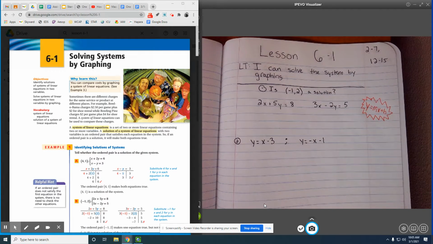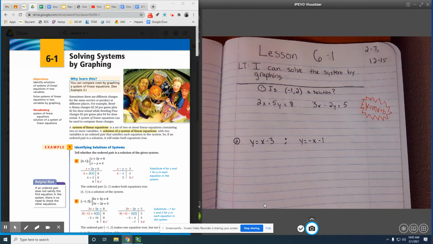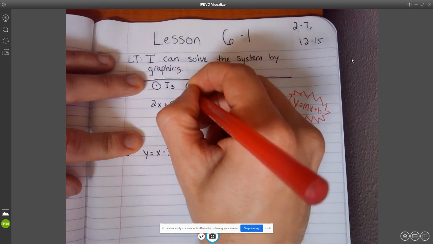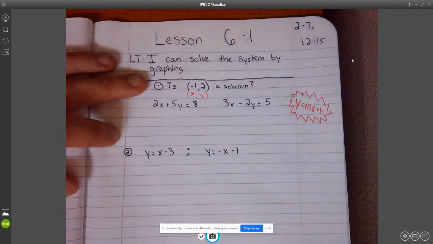It says, number 1, is (-1, 2) a solution to the following two equations here? So let's go ahead and full screen that. We got 2x + 5y = 8 and 3x - 2y = 5. And we have -1 and 2. If you recall, (x, y), we put our x on our coordinates first. So we're going to take these and plug them in and see if they work.